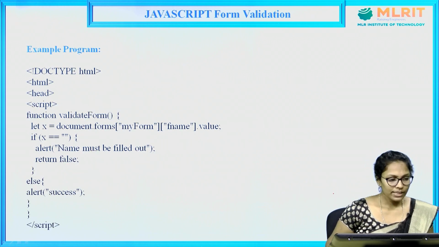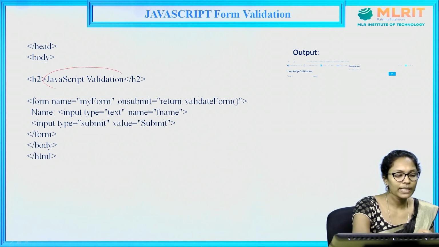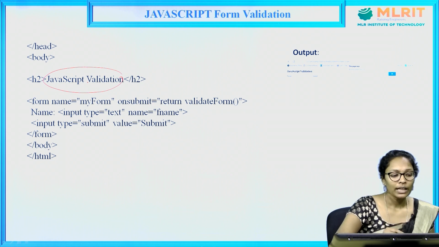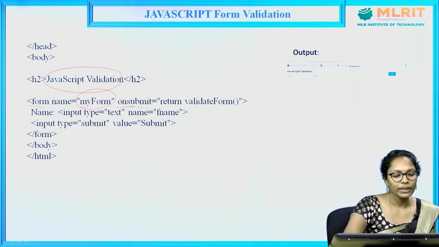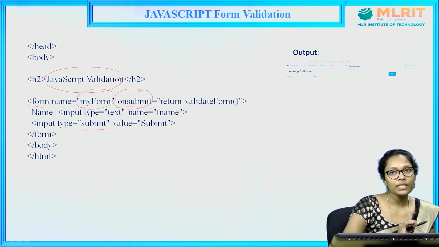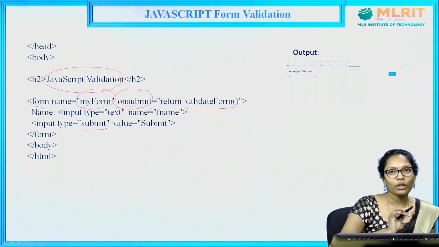First we will see the HTML part. In the HTML part, I'm just displaying a heading, JavaScript validation. Under this, I'm creating a form. The form name I'm giving is myForm. Here I am using one event handler, onsubmit. This will work whenever you click on the submit button of that form. Then you need to call a method called validateForm. The validateForm method will be called whenever you click on submit.